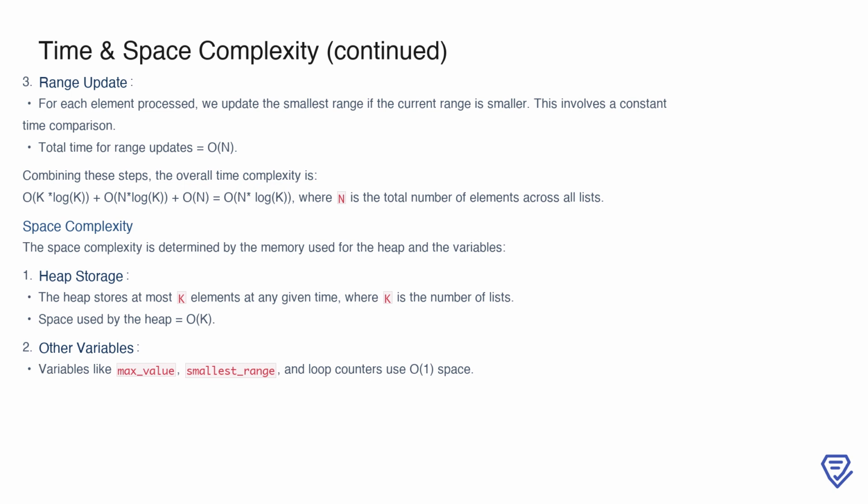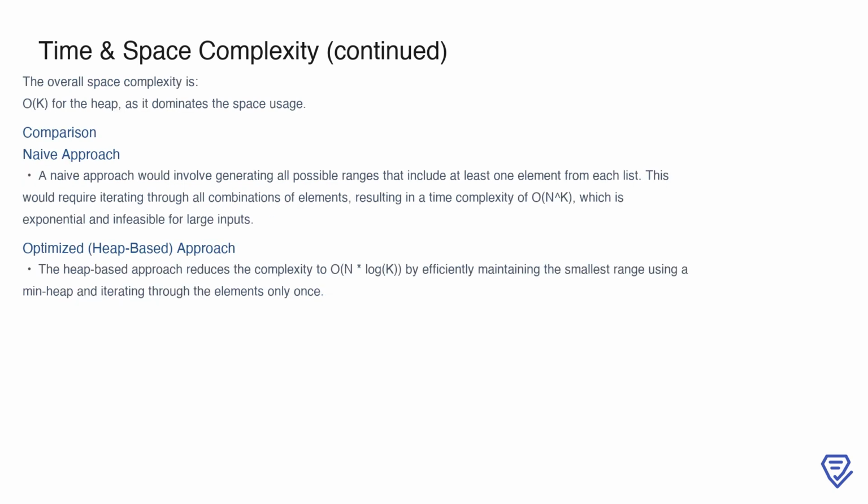In terms of space complexity, the heap dominates the memory usage, as it stores at most k elements at any given time. This results in a space complexity of O(k). Additional variables such as max_value and smallest_range use constant space, or O(1), and do not affect the overall complexity. The overall space complexity, therefore, is O(k), driven primarily by the heap.